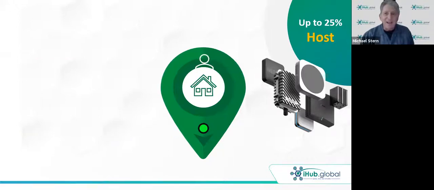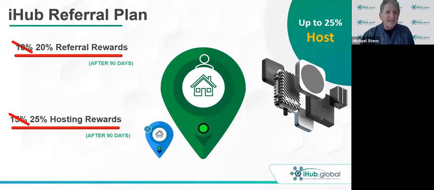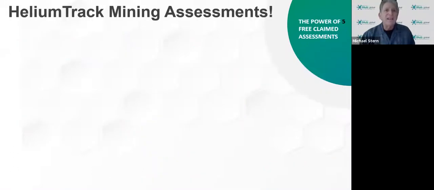And the way that is done essentially is, let me just get to that slide. Using the Helium Track software that is such a massive game changer in what we've got going on, by sending out mining assessments, getting people familiarized with using the Helium Track. So here's the way it works, okay? You brought in an individual, you referred them, they got a deployed unit, they're going to get 15% for their first 90 days. You're going to be getting 10% of what those units are generating for the first 90 days.